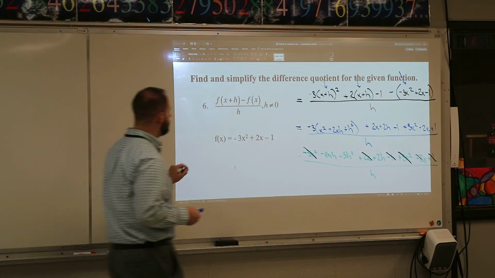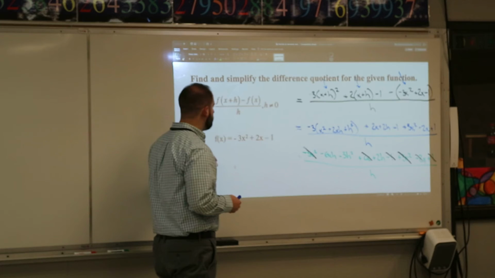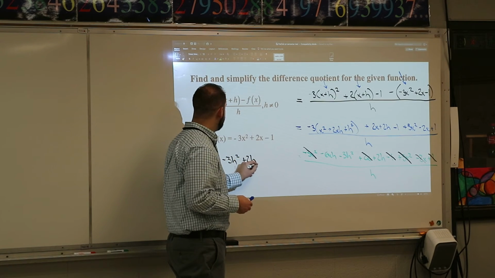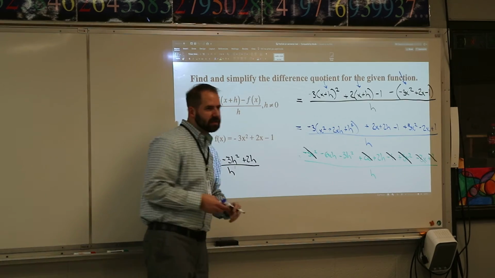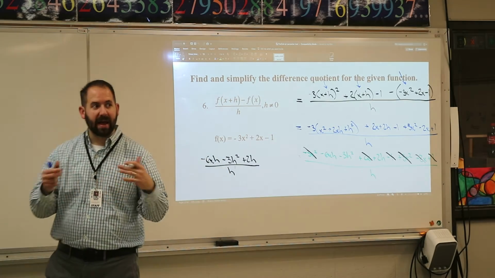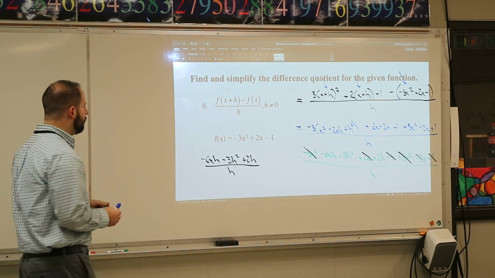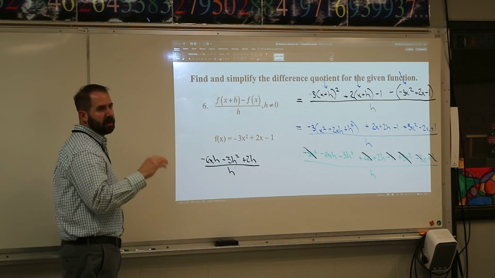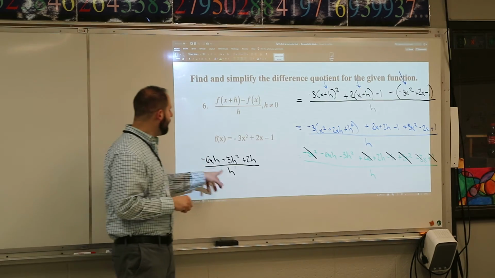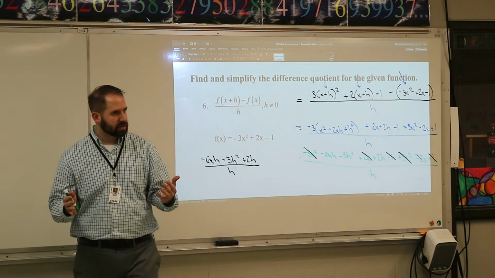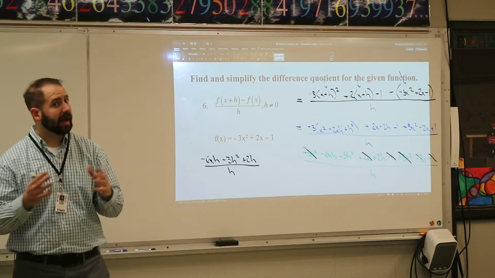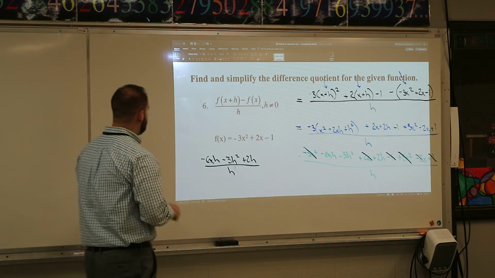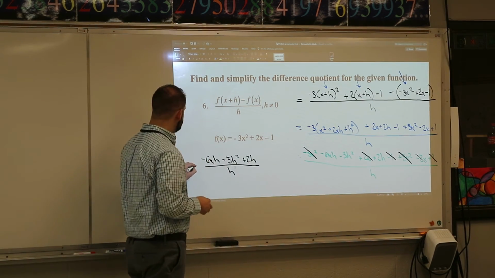Things that are left: negative 6xh, negative 3h squared, a 2h, and then this is all over h. Does that make sense? Everything without h's went away at first. Now the last part is you have to divide everything by h, and this will be your last step. When you divide by h, it will cancel all h's in certain cases. So you will have stuff left without h's on it, so don't freak out. But that's the initial part.